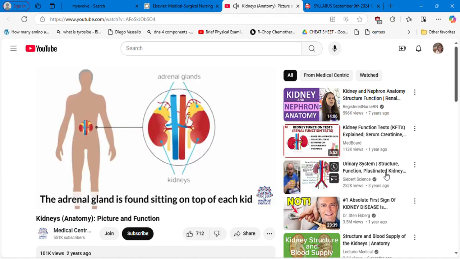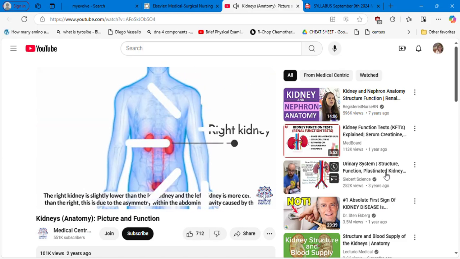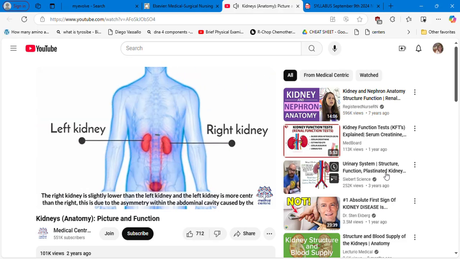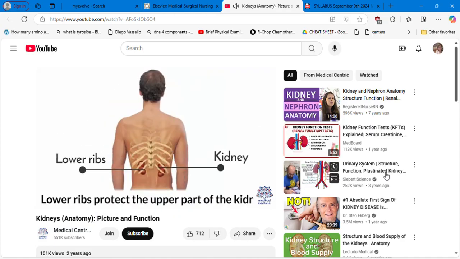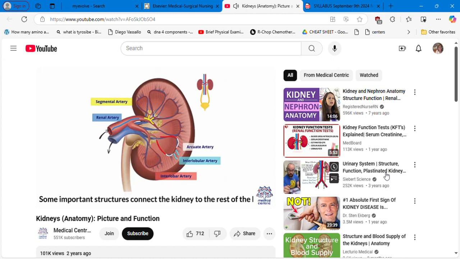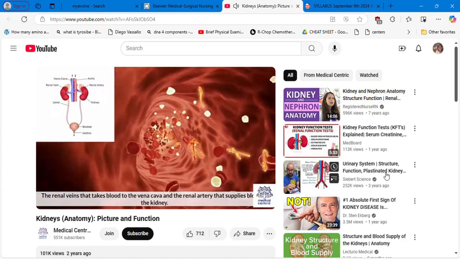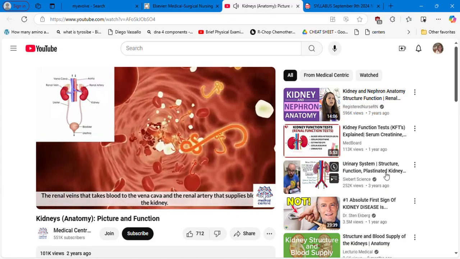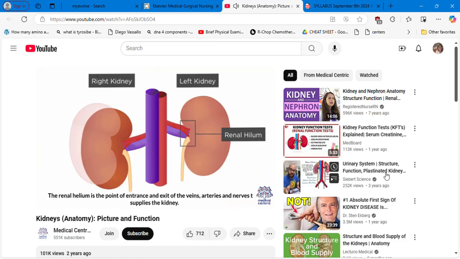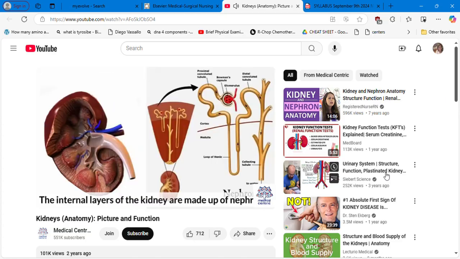The adrenal gland is found sitting on top of each kidney. The right kidney is slightly lower than the left kidney, and the left kidney is more centralized than the right. This is due to the asymmetry within the abdominal cavity caused by the liver. Lower ribs protect the upper part of the kidney. Some important structures connect the kidney to the rest of the body. The renal veins that take blood to the vena cava and the renal artery that supplies blood to the kidney. The renal hilum is the point of entrance and exit of the veins, arteries, and nerves that supply the kidney. The internal layers of the kidney are made up of nephrons.